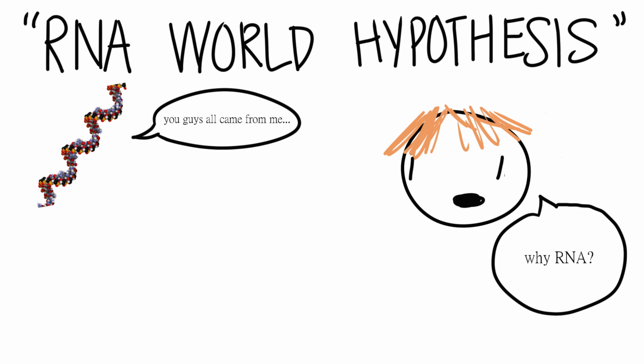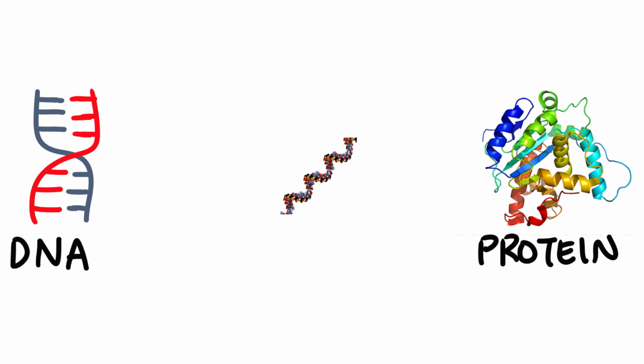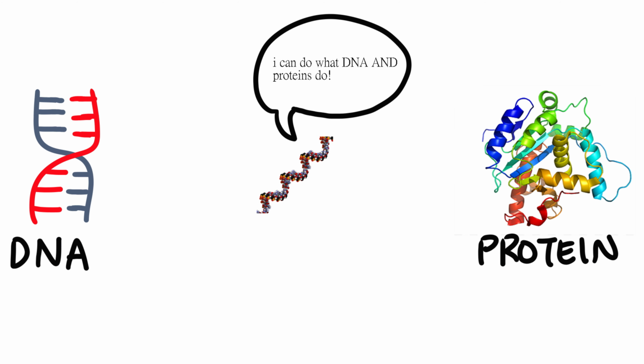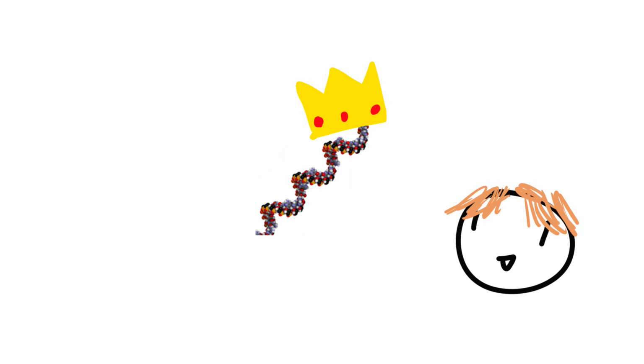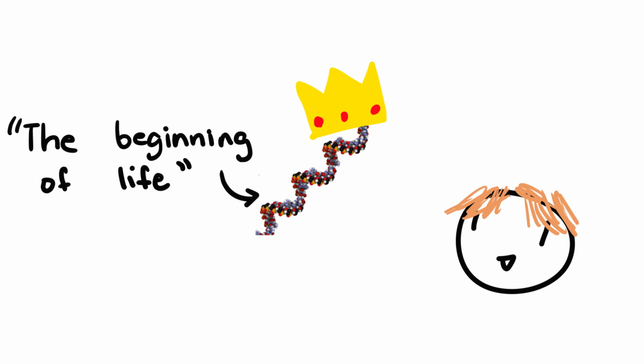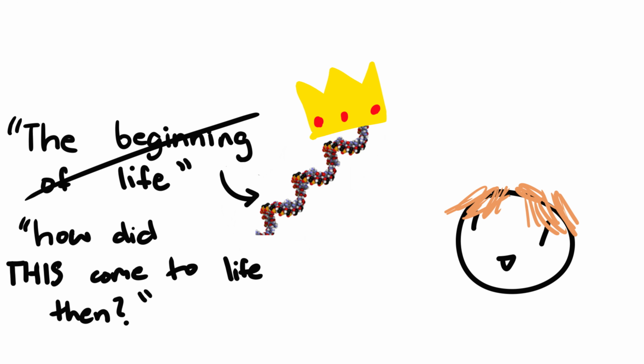Why RNA? Well, we know that RNA is the messenger between DNA and proteins, but it can actually also do what DNA and proteins do as well. That includes driving chemical reactions like proteins and carrying information like DNA. So since RNA is like a 3-in-1, many scientists believe that cells started from a simple RNA molecule that kept on copying itself. So then how did this simple RNA molecule come to life?